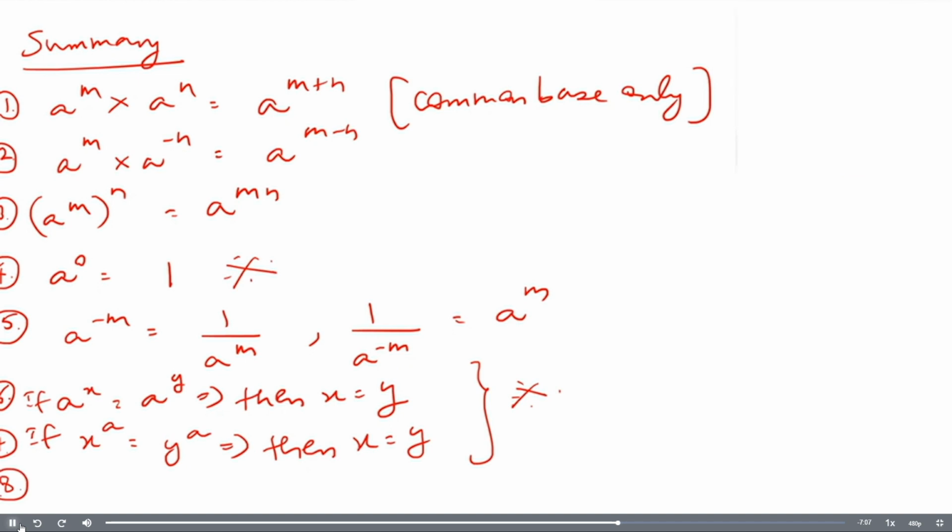Then the next one, mth root of a is equal to a to the power 1 by m. This is also very important. So please be very thorough with this. Next we'll do some past exam questions. Okay, first one.